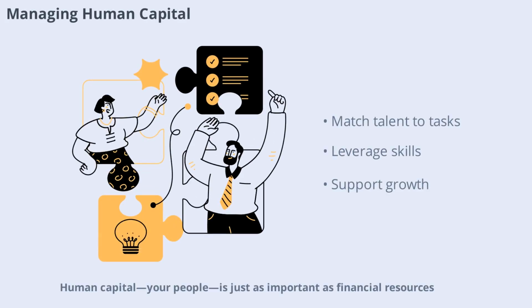Human capital, your people, is just as important as financial resources. Effective allocation means matching the right talent to the right tasks, ensuring that skills and experience are fully leveraged. It also involves balancing workloads and providing opportunities for growth.